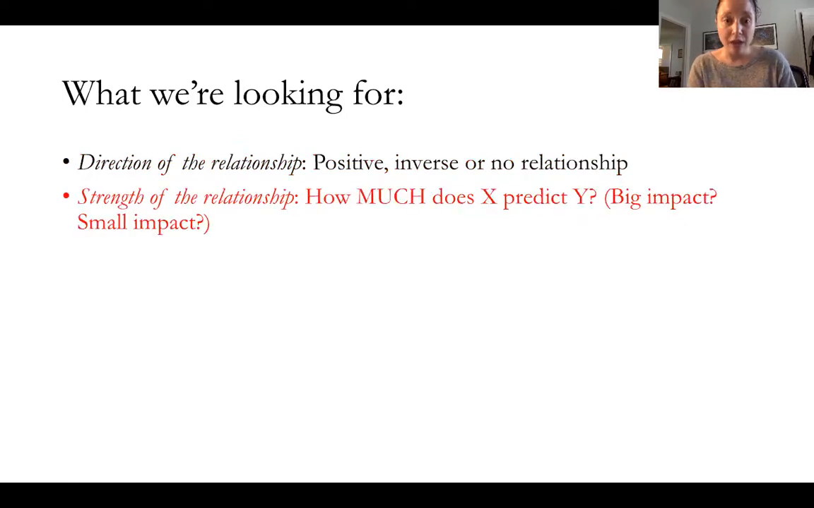What is the strength of the relationship? So how much does X predict Y? Does it predict it a lot? Is there a big impact of X on Y, or is there a small impact of X on Y?